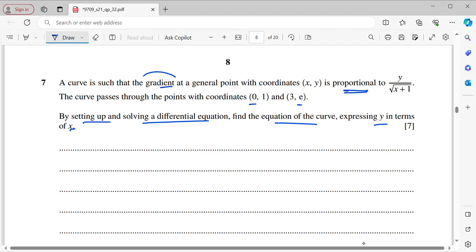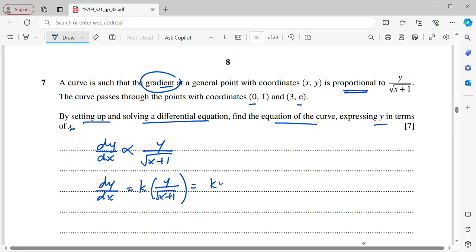Okay, so gradient is basically dy dx. So now I will write dy over dx proportional to y over square root of x plus 1. Since this is proportional, I will change to an equal sign times a constant. So it becomes k y over square root of x plus 1. So this is the setting up of the differential equation.